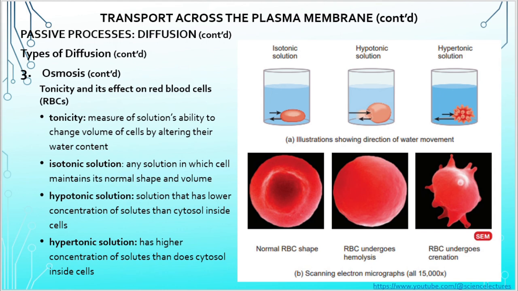As you can see, the solution's tonicity is a measure of the solution's ability to change the volume of cells by altering their water content. Any solution in which a cell, for example, the red cell, maintains its normal shape and volume is an isotonic solution. Isotonic, same, iso. The concentrations of solutes that cannot cross the plasma membrane are the same on both sides of the membrane in this solution.